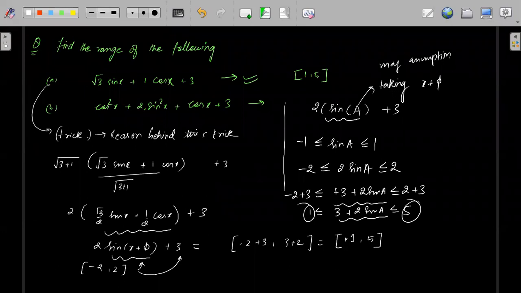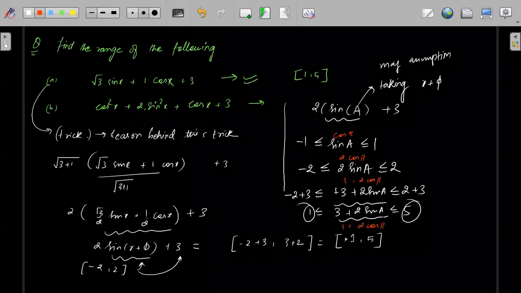We can even write in terms of cos. For cos it will not change. Suppose I had written in terms of cos, what would I change? Only one thing: this is cos of a, suppose cos of b. Here also 2 cos of b, so here 3 plus 2 cos of b. Both will be the same. The range will be the same; instead of cos or sine, the range will still be the same.